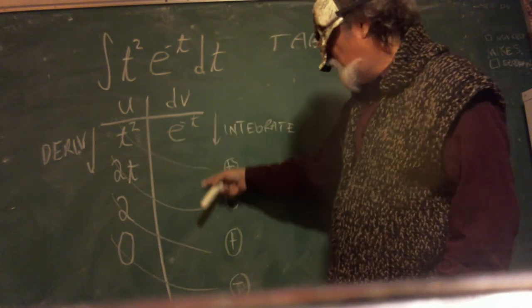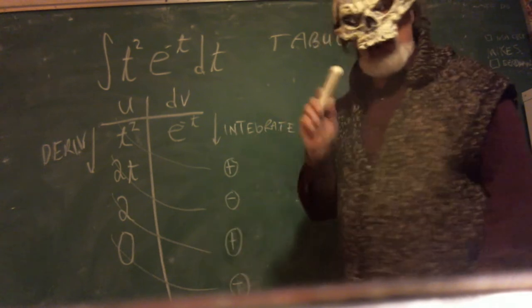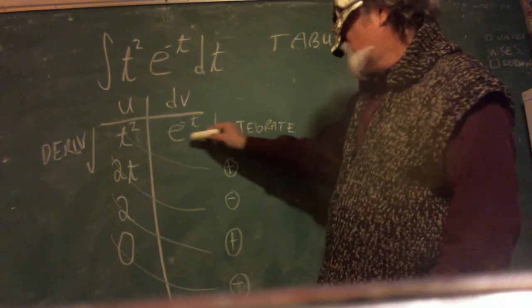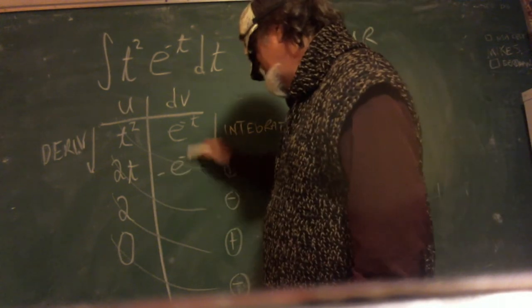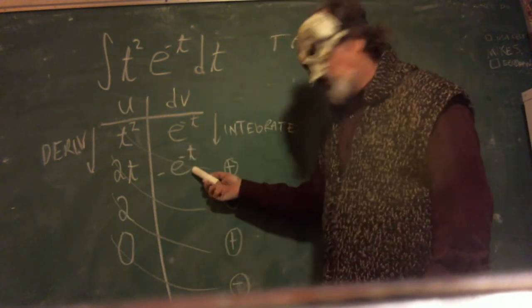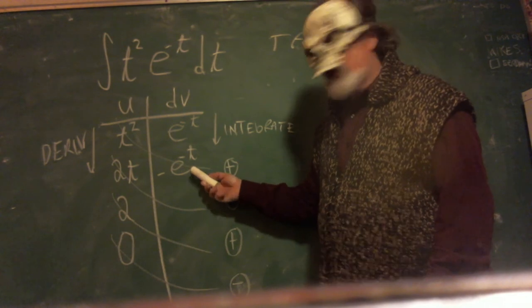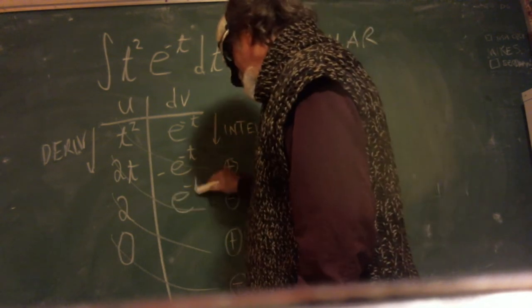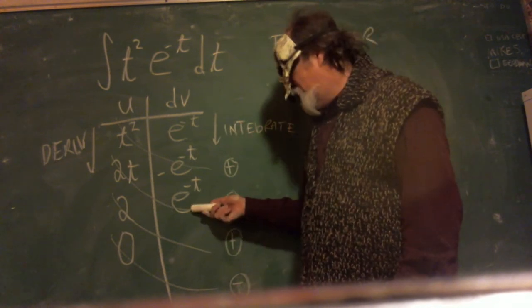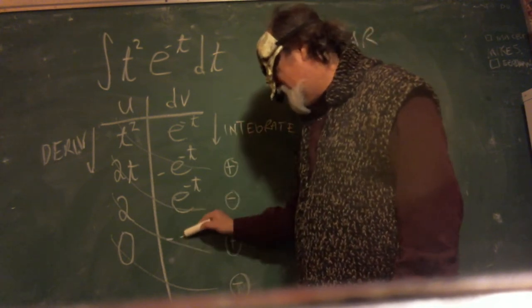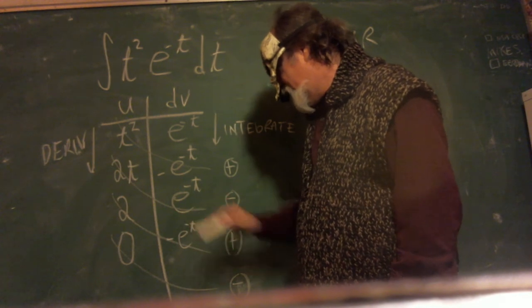Now you integrate for each step on this side. That's what integration by parts does. So the integral of e to the negative t is negative e to the negative t. The integral of negative e to the negative t is positive e to the negative t. And the integral of positive e to the negative t is, of course, negative e to the negative t again.